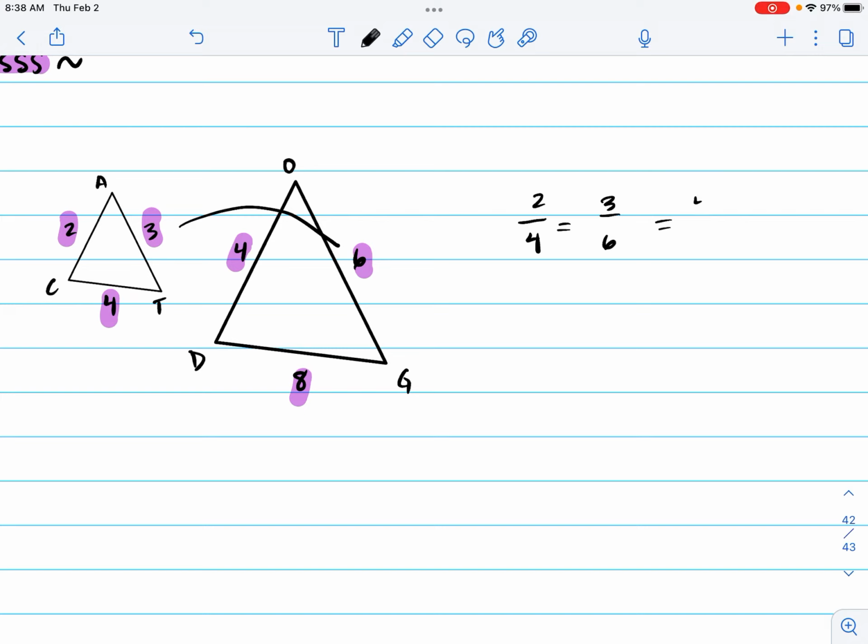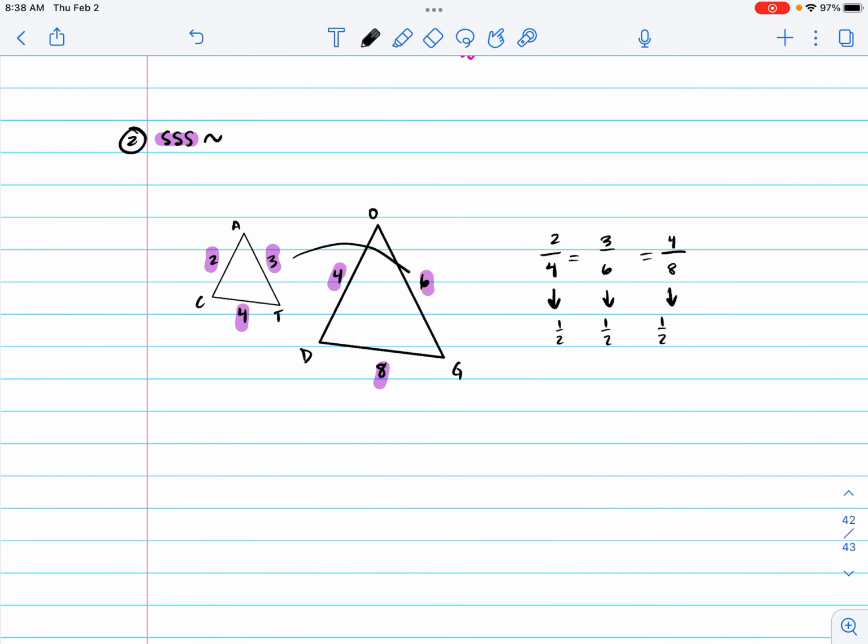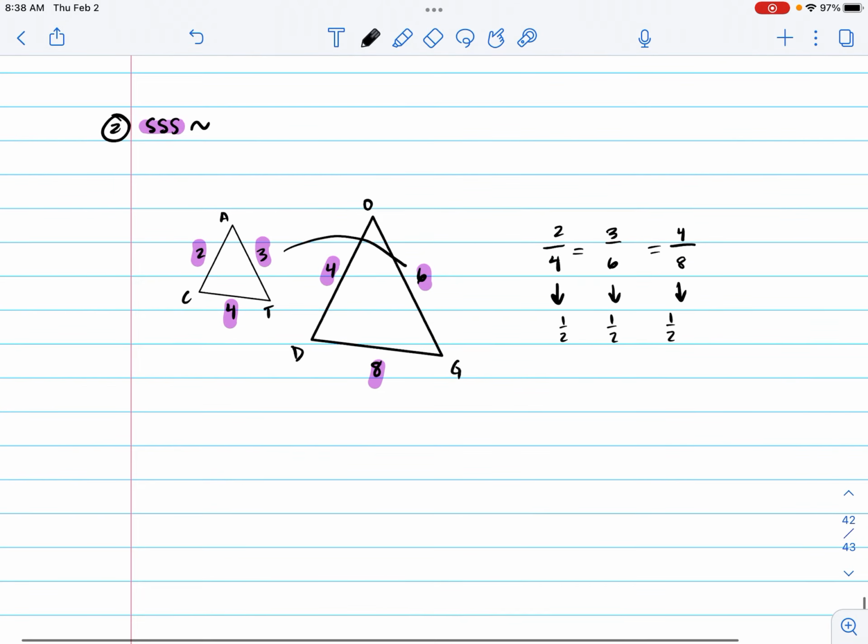And then CT, which is the largest side, is 4. DG is 8. And if you notice, they all reduce to the same value: 1/2, 1/2, 1/2. So they all have the same scale factor of proportionality, thus proving these 2 triangles are in fact similar. Okay? So these 3 sides are all proportional.